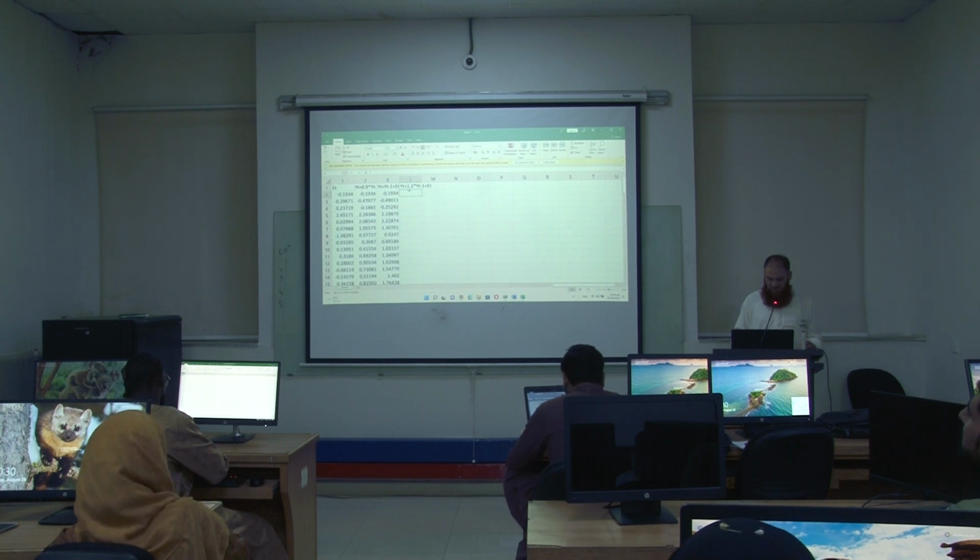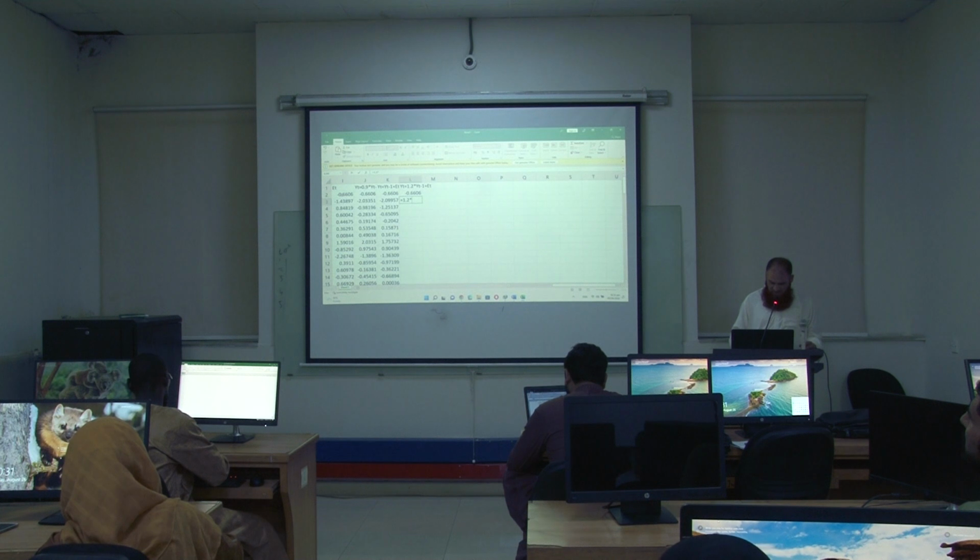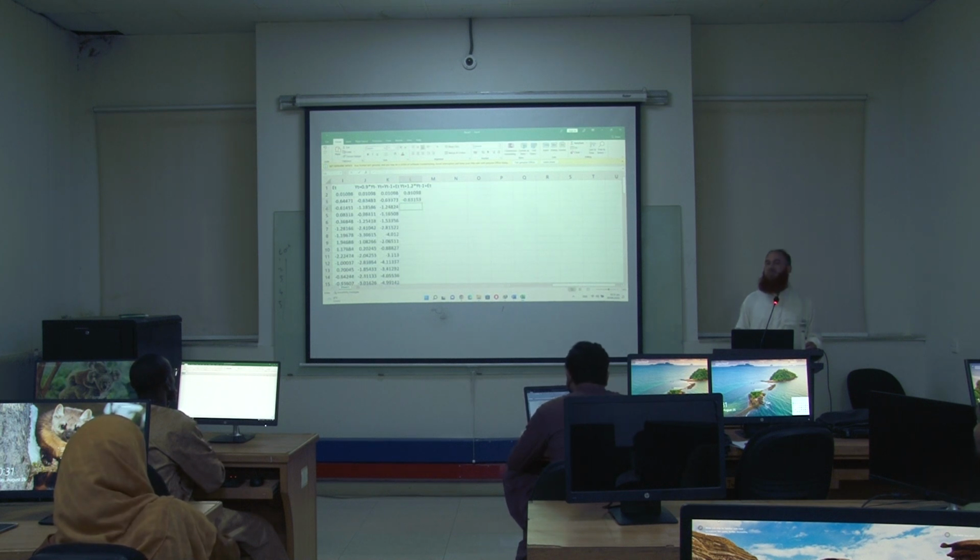Let me see how this series is behaving. I am writing here I2, and then next is 1.2 multiplied by the previous observation L2 plus I3. This has become explosive. I will copy this formula down.